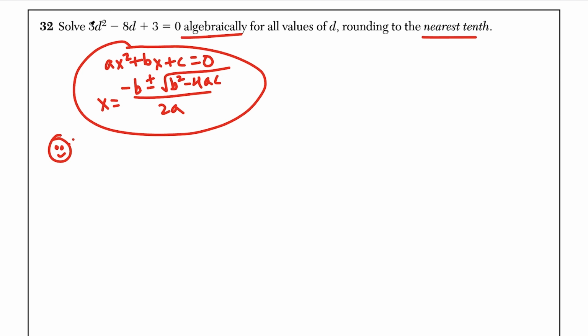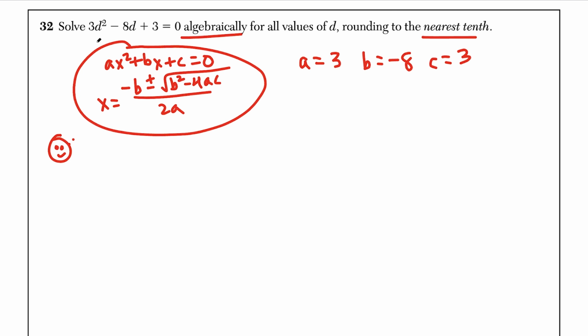And in this case, notice they use the letter d instead of the letter x, but we could still identify our a, b, and c value. So our a value is the coefficient of the square term, and that's going to be 3 here. And then our b value is the coefficient of the d term, which is negative 8. And then c, the constant, is 3. So just know that you use this formula when you're in the form ax squared plus bx plus c equals 0. If you're not set equal to 0, then you have to move everything to one side in order to use this formula.